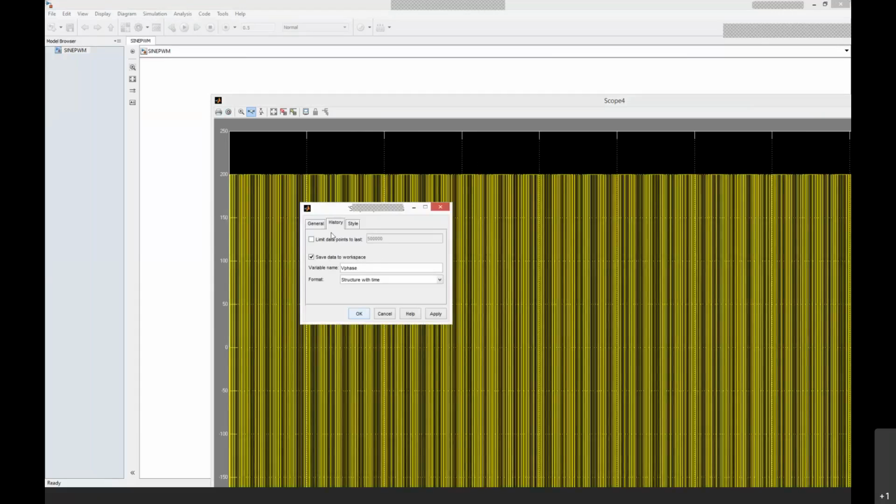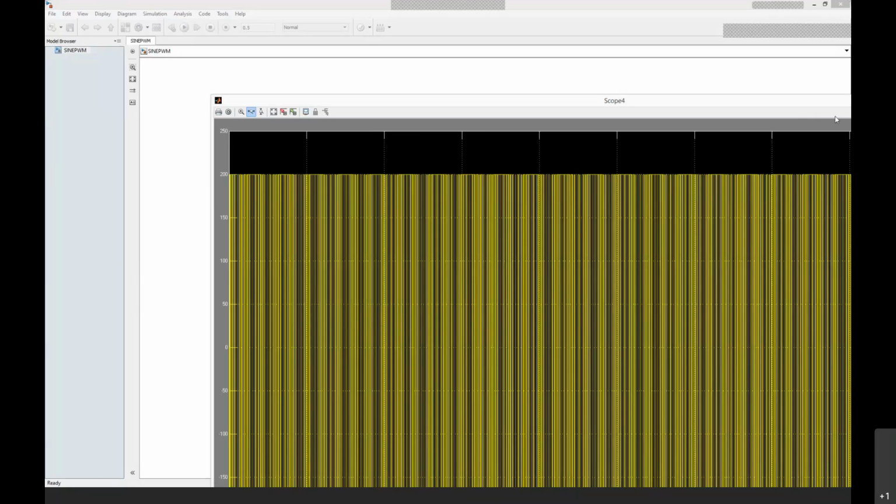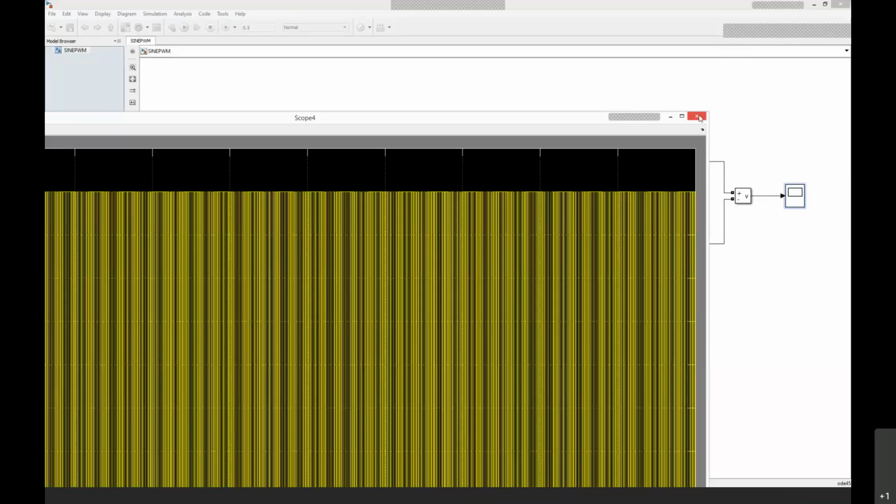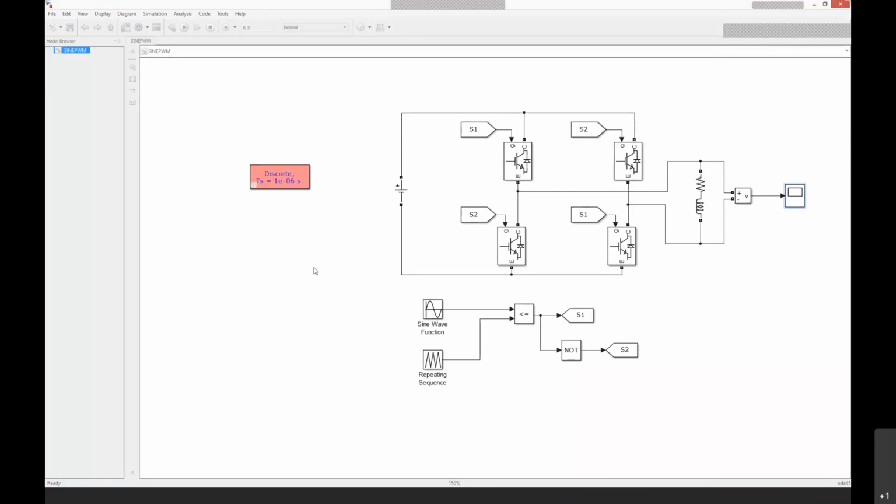So just go to the settings of the scope and go to history. First uncheck limit data points to last, then check save data to workspace, and give a suitable variable name for that scope. It may be line voltage, phase voltage, line current, or phase current. There are several options, array, structure, but we have to choose structure with time. Once this is done, you need to re-simulate, so we run this again.